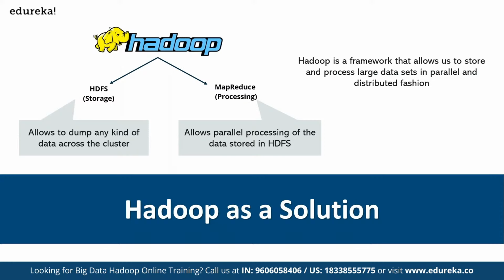Because of its distributed nature, it allows you to dump any kind of data across the cluster. A cluster is a group of servers, right? So you can dump any kind of data across the cluster using HDFS. The connected servers can actually share the storage, and this is to store the data. And how do I process the data in a distributed manner? Processing is done using MapReduce. MapReduce is used for parallel processing of data that is stored in HDFS. So I have my data in HDFS. If I have to do some processing on it, I have to use MapReduce to do it.